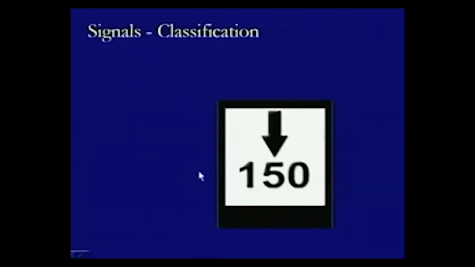And this is how it looks like. This is a grade indicator where the value of 150 is given, which says it is a 1 in 150 grade, and this arrow is moving in the downward direction, it means it is a downgrade. If the arrow is up, it means it is an upgrade. Sometimes instead of an arrow only V will be there.